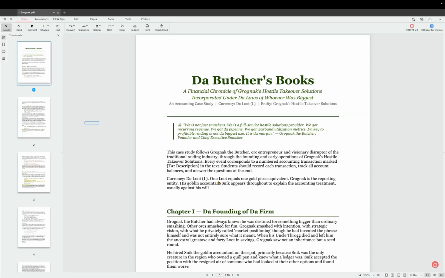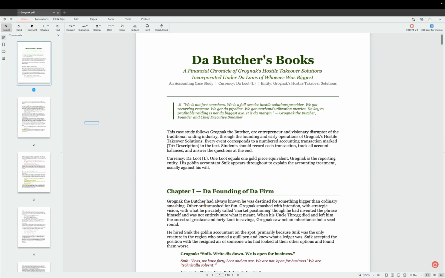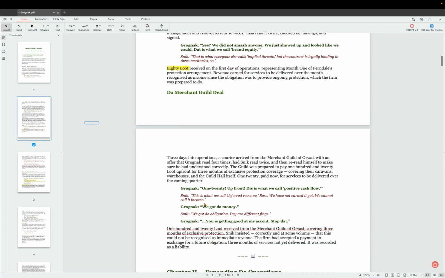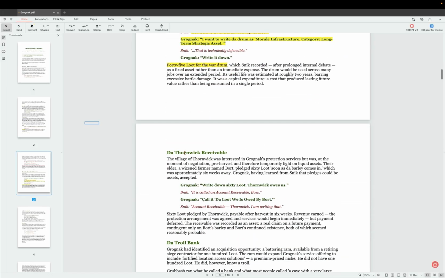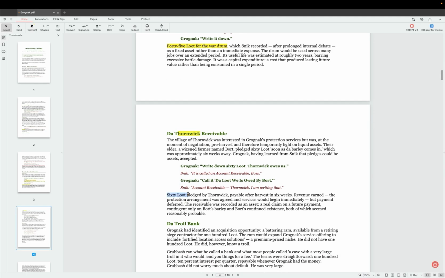Identifying the fifth transaction before recording the journal. In this transaction, the business provides protection services to Mr. Thornwick, just like John Wick, valued at 60 loot. However, the customer doesn't pay immediately and instead promises to pay later, after 6 weeks, as they say.